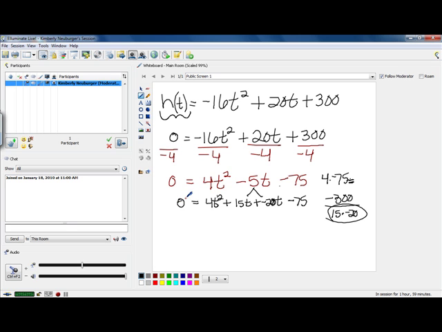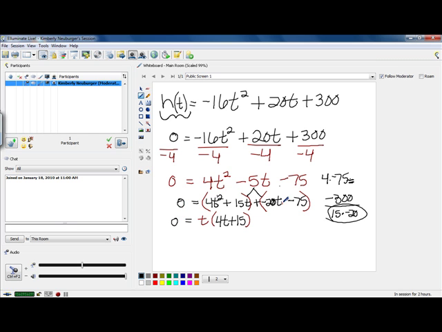Now we have 4 terms, so let's group them. We're going to group the first 2 and the last 2. We need to look at what's in common with the first 2 terms, and the first 2 terms have a t in common, so let's factor out a t. That leaves us with 4t plus 15. And be sure to carry down your equals 0.